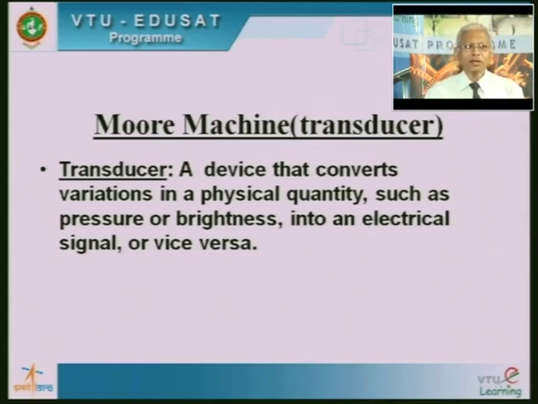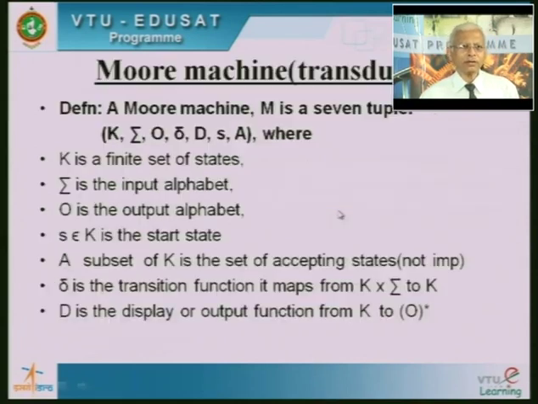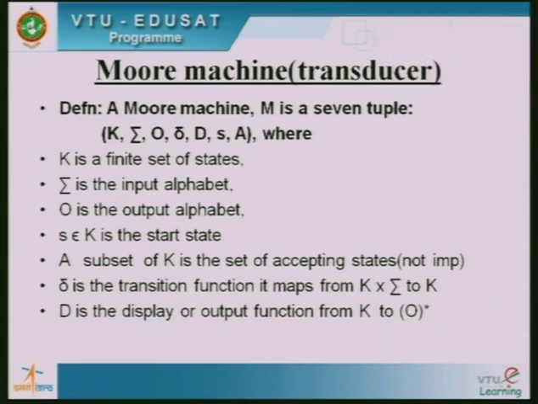If you abstract the transducer, it takes some input in one form and gives it in some other form. That is what the Moore machine is going to do. First, we will see the definition of the Moore machine. It is also a discrete finite state machine, but instead of 5 parameters, it has 7 parameters.